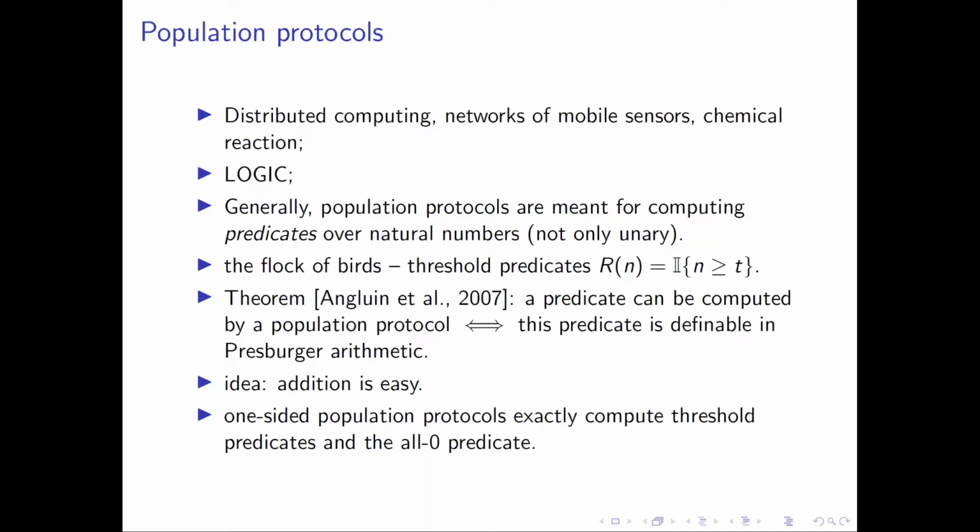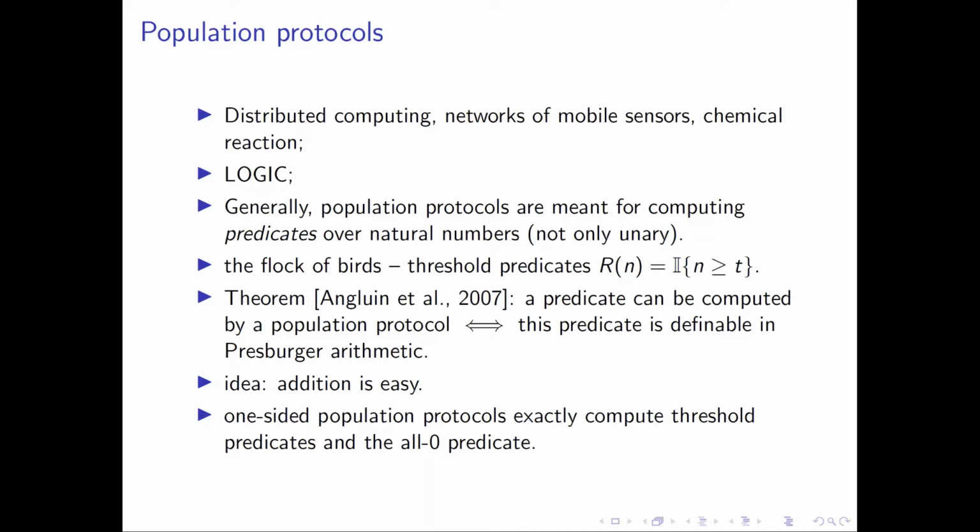You can also define this not only for unary predicates like in the flock of birds problem, but for binary, ternary, and so on. And there is a theorem of Angluin et al. which characterizes the set of predicates that can be computed by population protocols. It turns out to be exactly the set of predicates which is definable in Presburger arithmetic. And I have my own analogy which is meant for making this result believable.